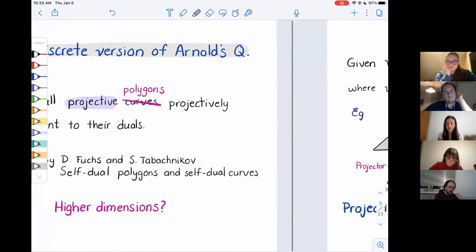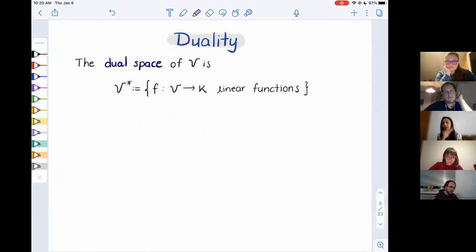So then let me skip that. What I do want to review very quickly is the notion of duality. So if you have, okay, projective space takes a base of a vector space, right?